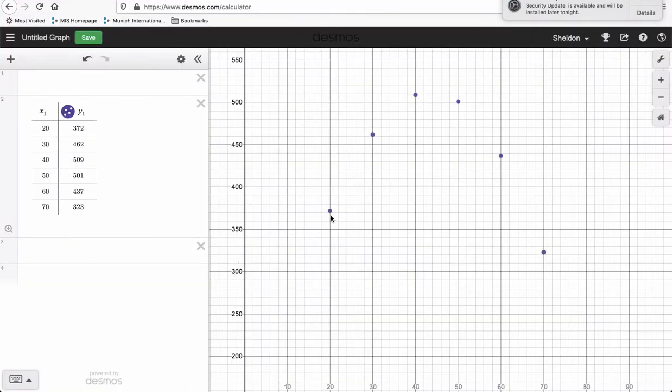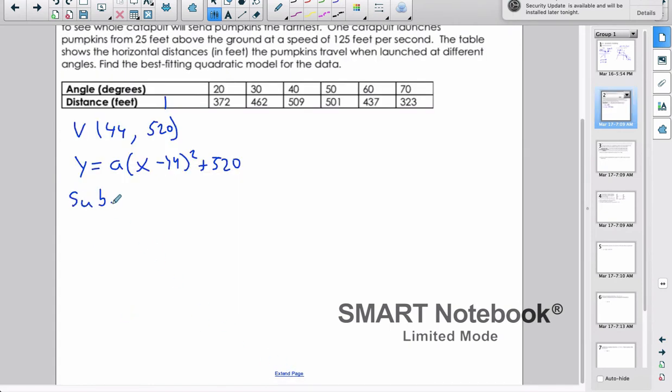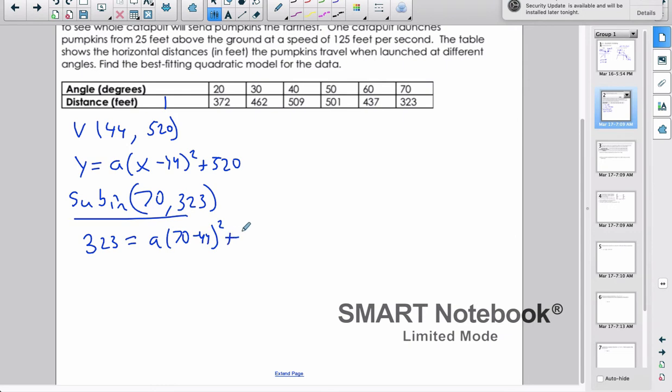The a value we can find by substituting in another point, probably one further away from the vertex. If we plug in a point, our equation will definitely make the parabola go through that point. Let's use this one right here, the one at 70, 323. So we can sub in 70 and 323, and we get 323 equals a times 70 minus 44 squared plus 520.